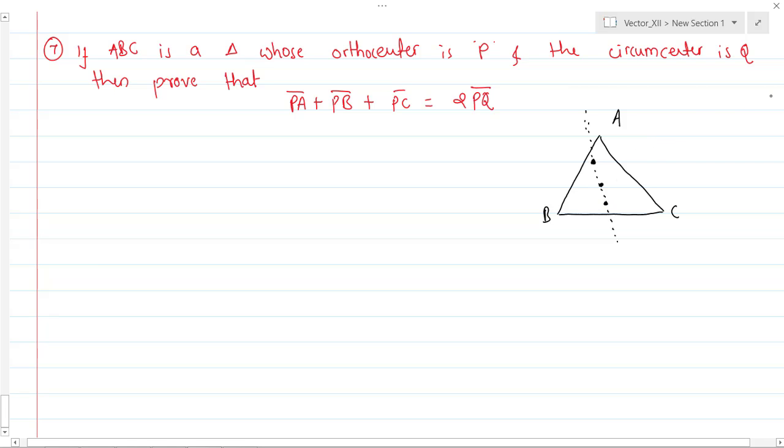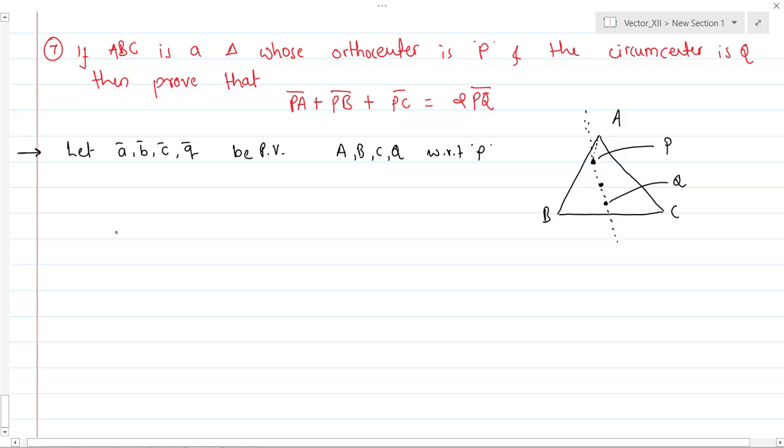Now what did it say in this question? P is the orthocenter, so let's name this P. P is the orthocenter and Q is the circumcenter, so this point becomes Q. Q becomes the circumcenter. Now let's have some nomenclature here. Let A bar, B bar, C bar, and Q bar be the position vectors of points A, B, C and Q with respect to P.